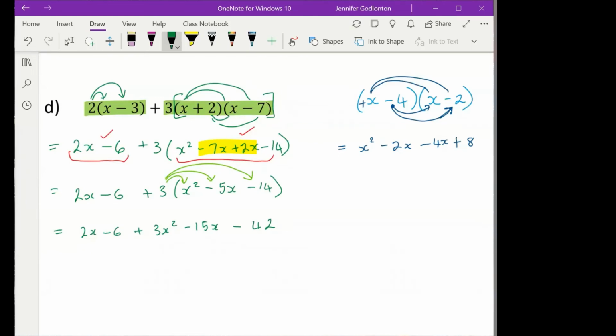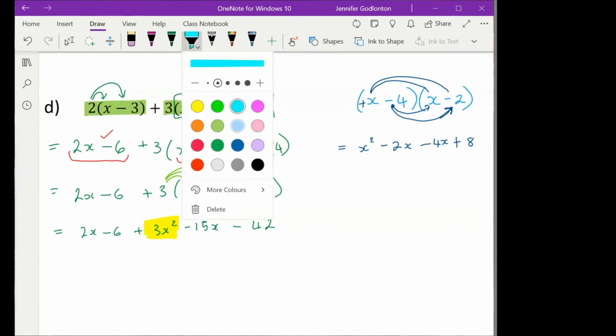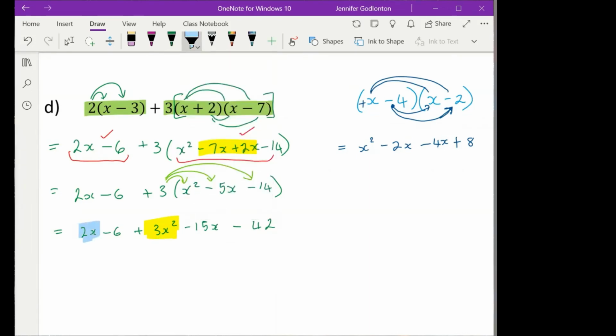Okay. And now I'm just going to find my like terms. So I've got this x squared by himself. I've got this 2x and this negative 15x. And then I have this negative 6 and this negative 42. So my final answer is going to be 3x squared, my x's are going to be negative 13x and my numbers are going to be negative 48.